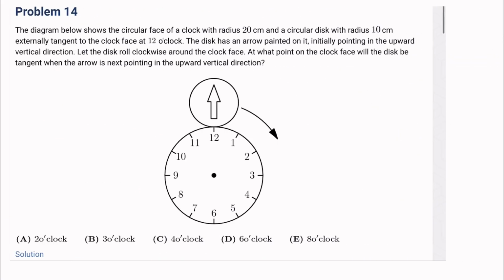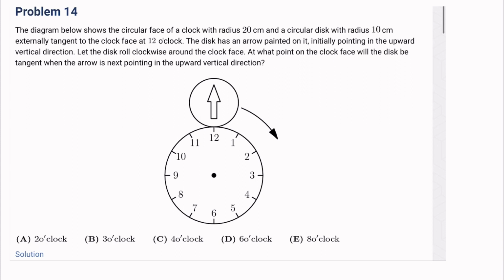Problem number 14. The diagram below shows the circular face of a clock with radius 20 centimeters and a circular disc with radius 10 centimeters externally tangent to the clock face at 12 o'clock. The disc has an arrow painted on it, initially pointing in the upward vertical direction, like this, right? Let the disk roll clockwise around the clock face.